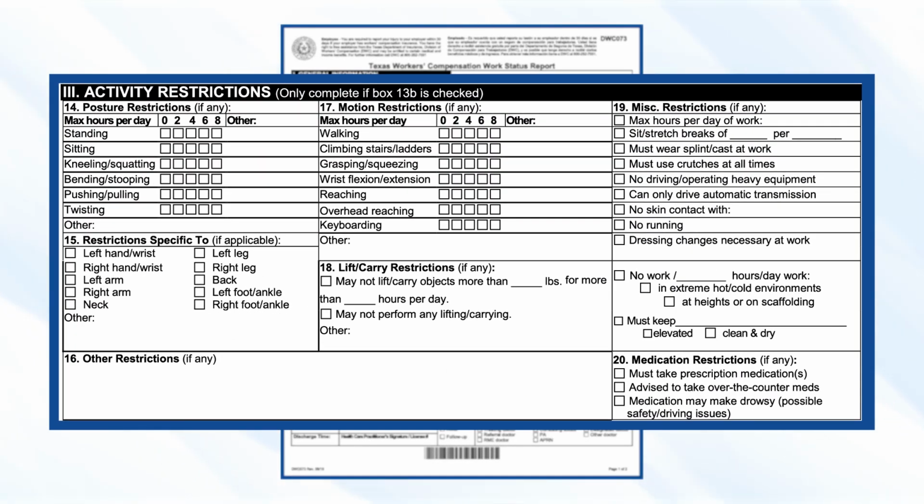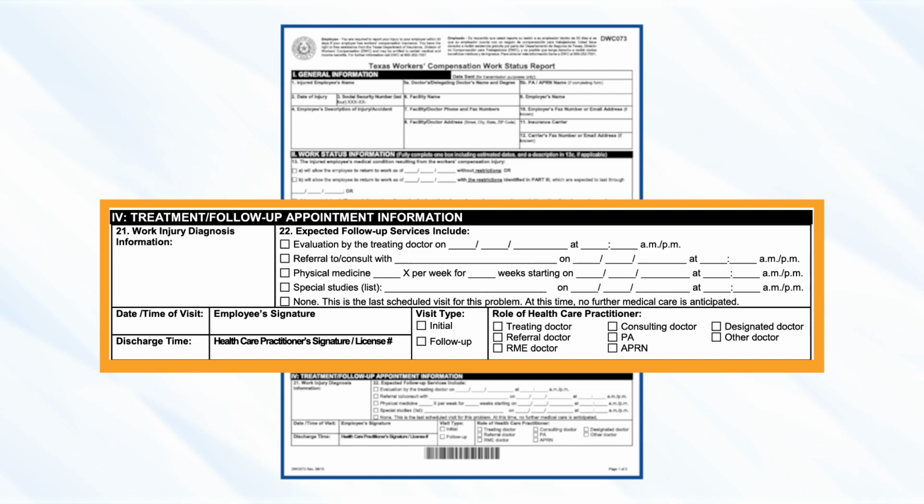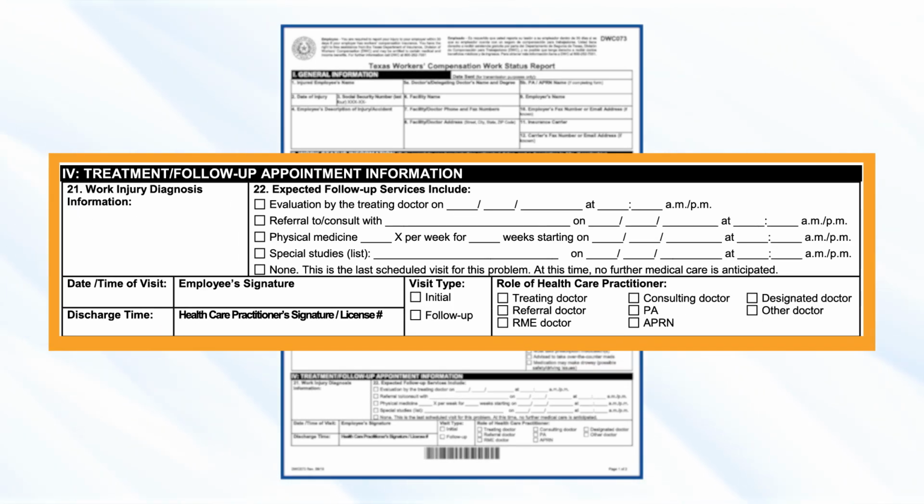Any activity restrictions are also part of the form, so you are able to see any restrictions such as posture, motion, lifting, environmental limitations, and medication-related restrictions will be listed on here as well. Any treatment or follow-up will also be on this DWC Form 073. So any diagnosis, next appointment, and any treatment plans, you'll be able to see that as well.